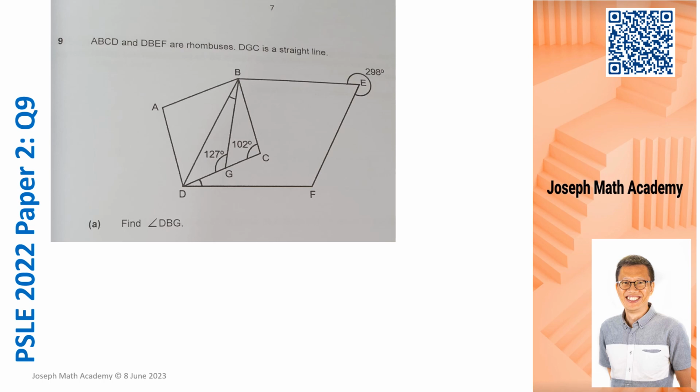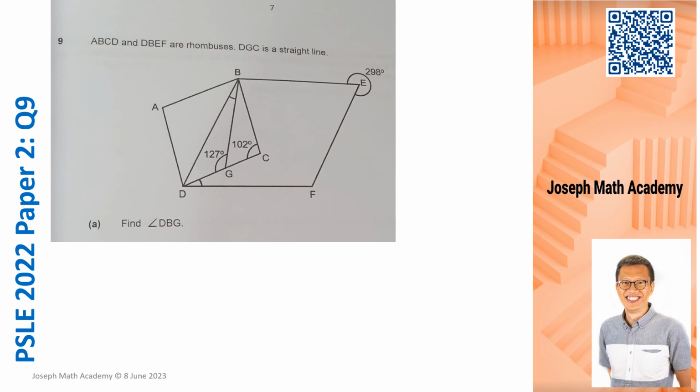This is the question that we are doing today, question 9 from the year 2022, paper 2. ABCD and DBEF are rhombuses. Now, rhombuses is a very important clue. So remember, we are supposed to annotate.